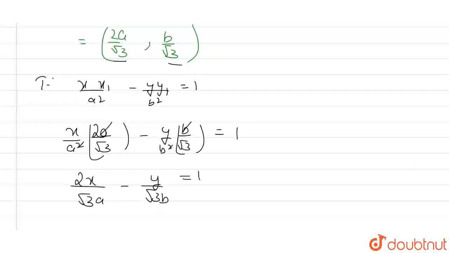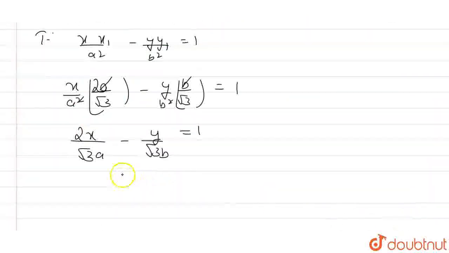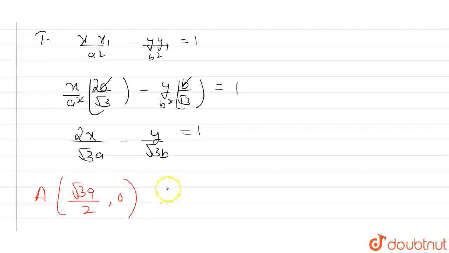Now, the tangent forms a triangle of area 3a square units with the coordinate axes, so I have to find the intercepts on the x and y axes. For the x-intercept, I put y as 0 in this equation, so I get the value of x as root 3a by 2, comma 0. For the y-intercept, I put x as 0 in this equation, and I get the value of y as exactly minus root 3b. So now I have coordinates A and B.